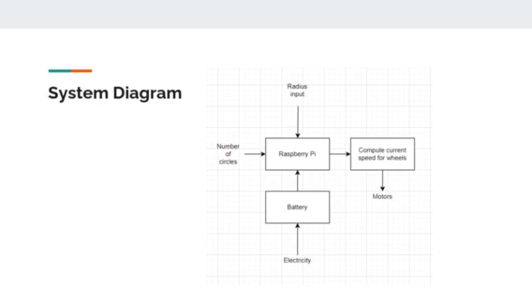For the system diagram, we have a radius input and the number of circles, which is input by the user into the console. This is processed by the Raspberry Pi to compute the current speed for the wheels, which is output, and then a specific output is sent to the motors. The electricity feeds from the battery, which feeds into the Raspberry Pi.